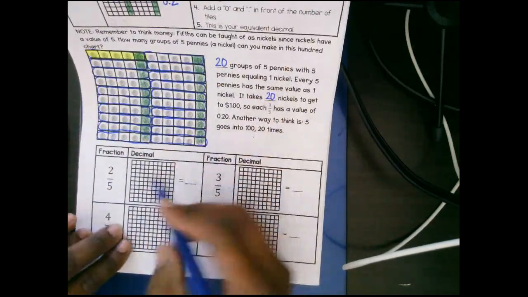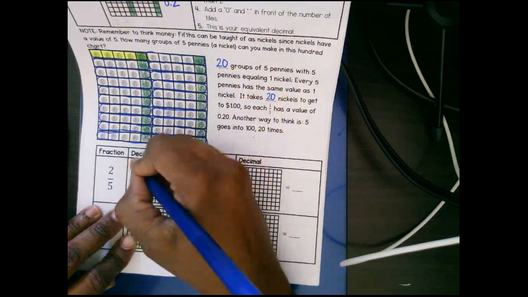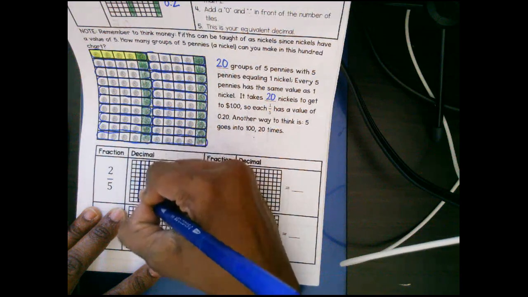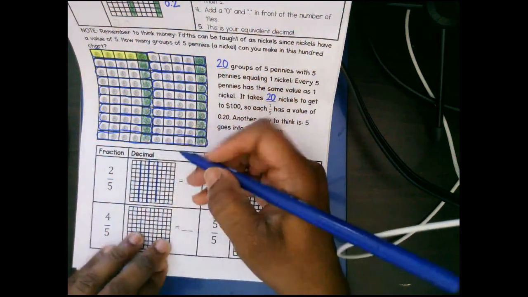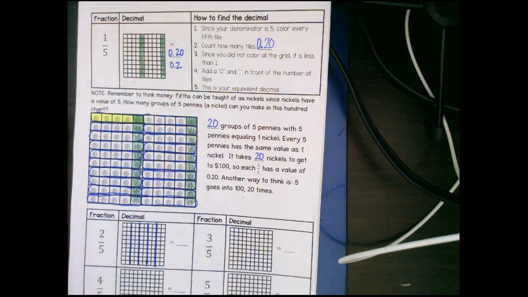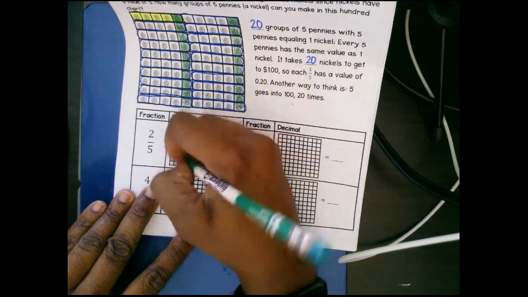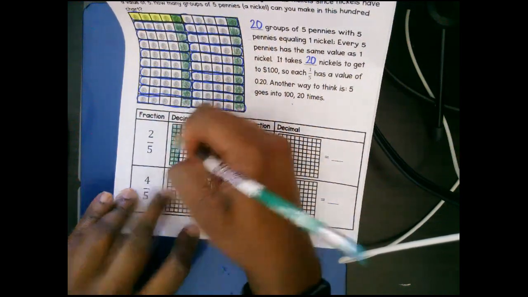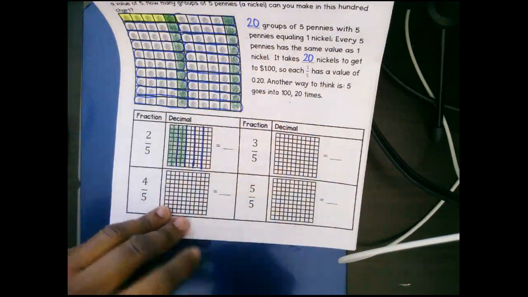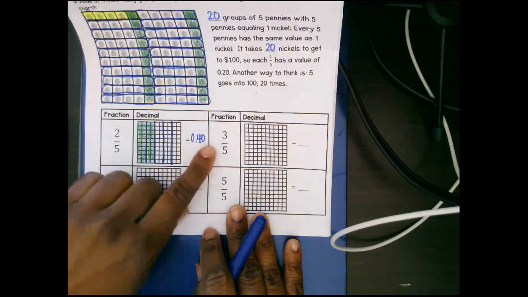All right. So we know that 1/5 is 20 hundredths. So here's 10, 20, 10, 20, 10, 20, 10, 20. And we're going to shade 2 1/5s. So here's 1/5 or 20 hundredths, and another 1/5 or 20 hundredths would be 20 plus 20, which is 40 hundredths. So 2/5 is the same as 40 hundredths.